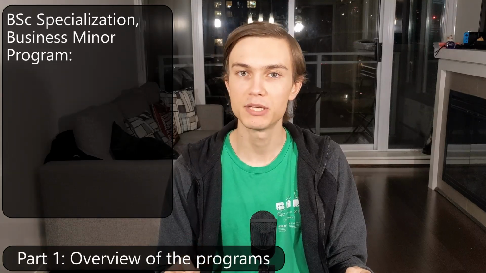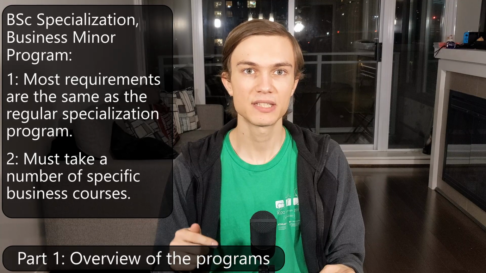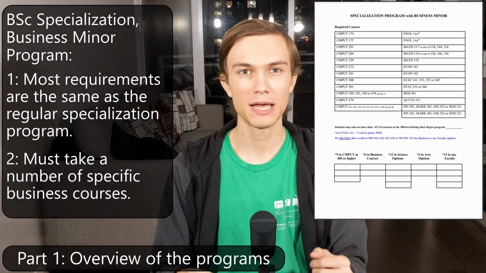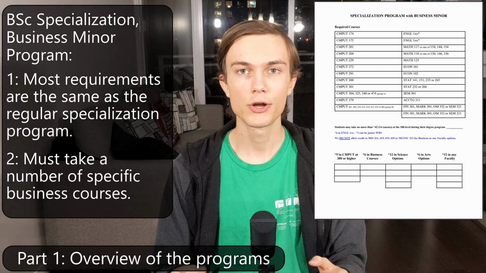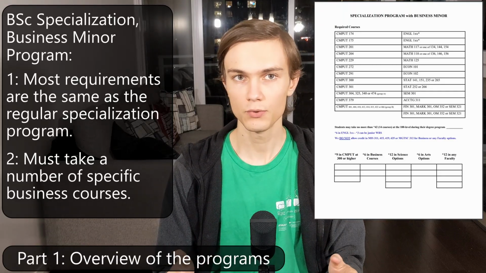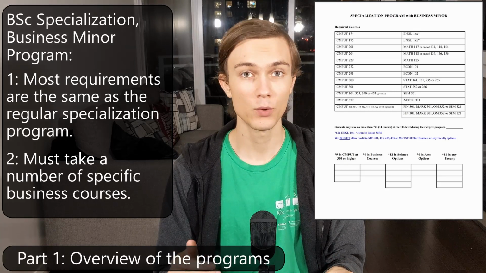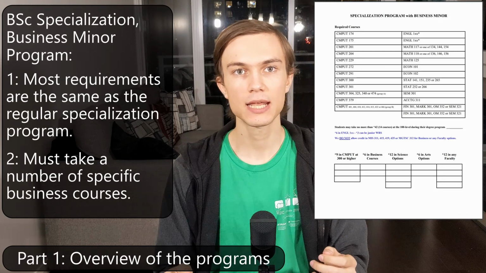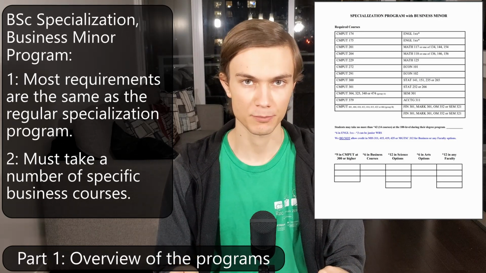Next, I need to discuss the BSc with Specialization in Computing Science with a minor in Business program. This program is effectively the same as the regular specialization program, but you have to take some specific business courses, meaning that you get fewer general electives. Here is what the planner looks like. As you can see, there are even more courses, so you get way less freedom in deciding which courses you will take. Again, both the planner and the university calendar pages will be linked in the description.